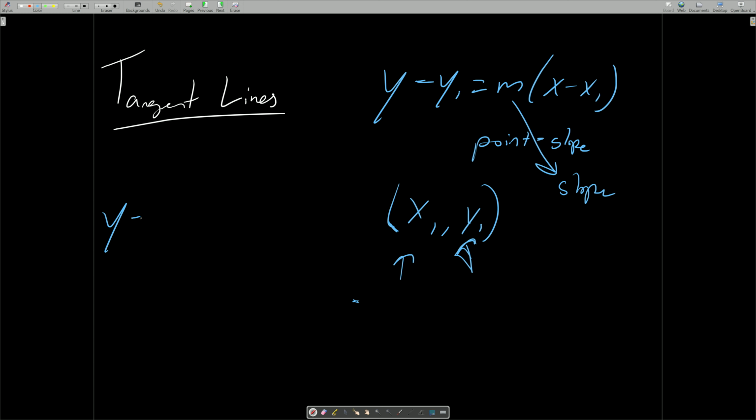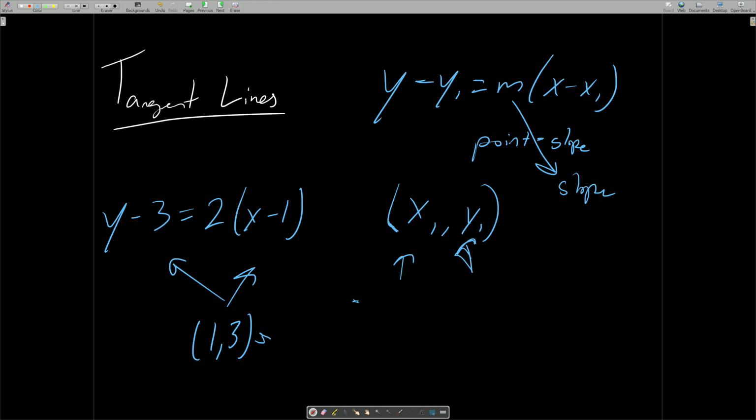Let's plug these in. Let's just put some values for example. This would mean at the point (1, 3), the slope is 2. If you have a negative x value, you're going to want plus here. And if you want a negative y value, you're going to have plus here.